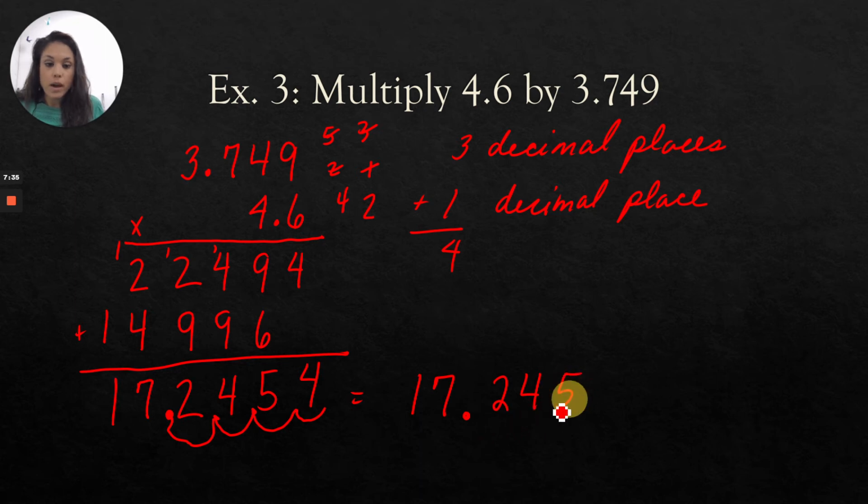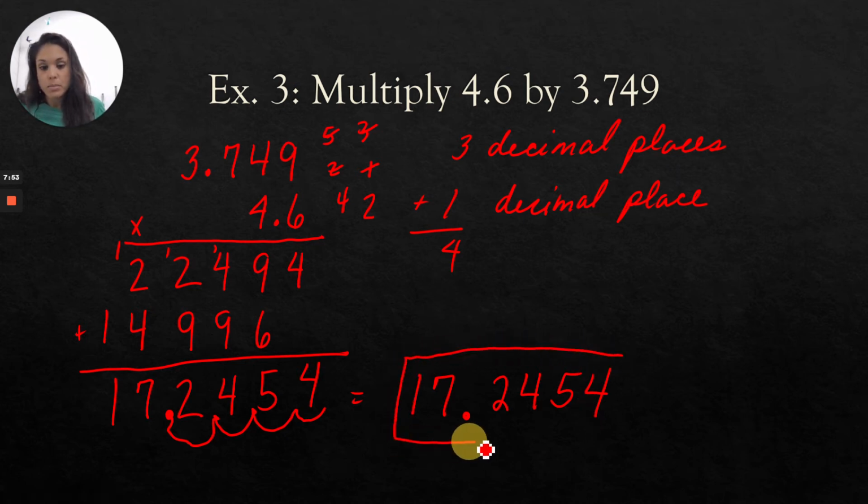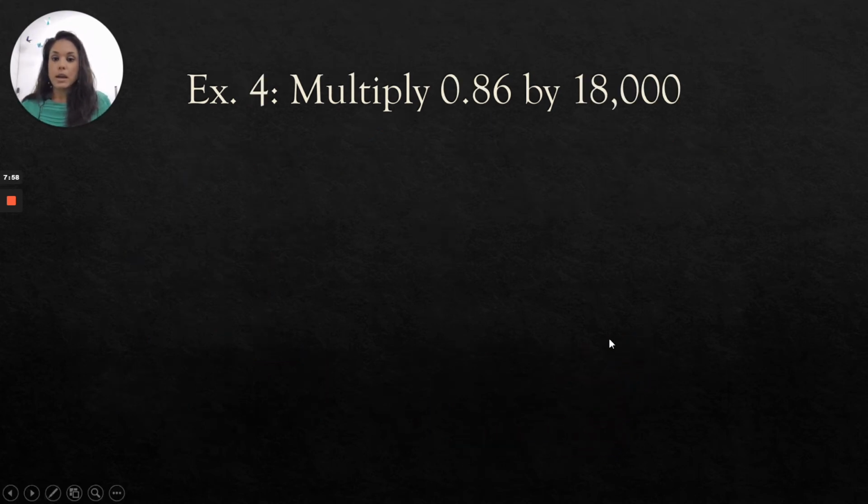Four, 5, 4. Okay, so I have tenths, hundredths, thousandths, 10 thousandths. Okay, my number is 17 and 2,454 10 thousandths. Box my answer. And let's move on to the next example.